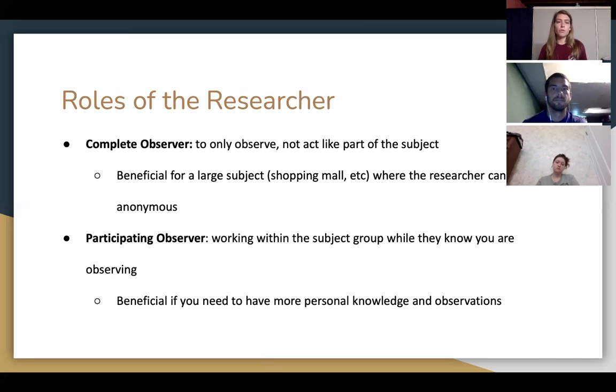And this is really good if you want to have more personal knowledge and observation. So you get to talk with the people right next to you. You get to participate in what they're doing. You can ask them questions about what they're doing, and they might be more willing to share that with you on a more personal level with this kind of researcher.